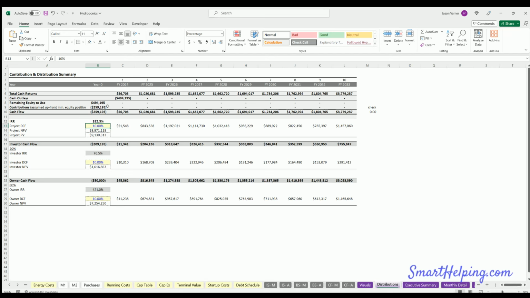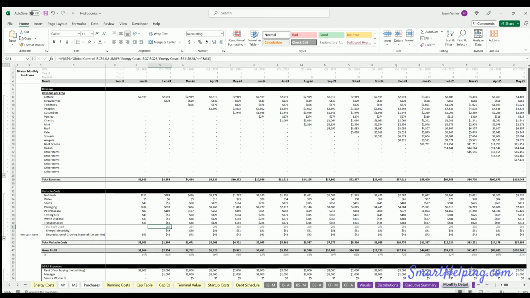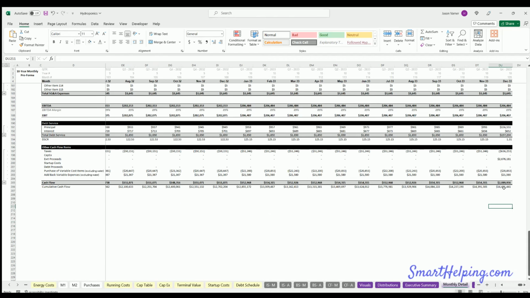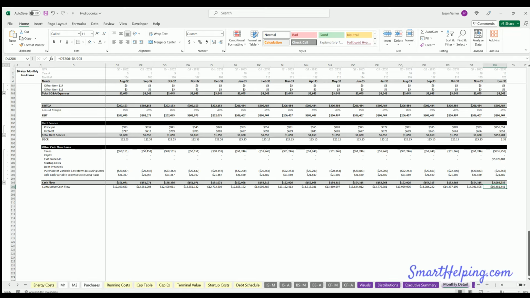This is assuming all of that equity is required up front, and then we use that over time as there's negative cash flows as needed. And this is the total net distribution. So if you do this whole row, this is going to be equal to the total cumulative cash position of the project at the end. So this is 16.48. You can see if we go to the monthly detail at the very bottom, this is also 16.48 at the end. So this is the total effect of all cash flow.